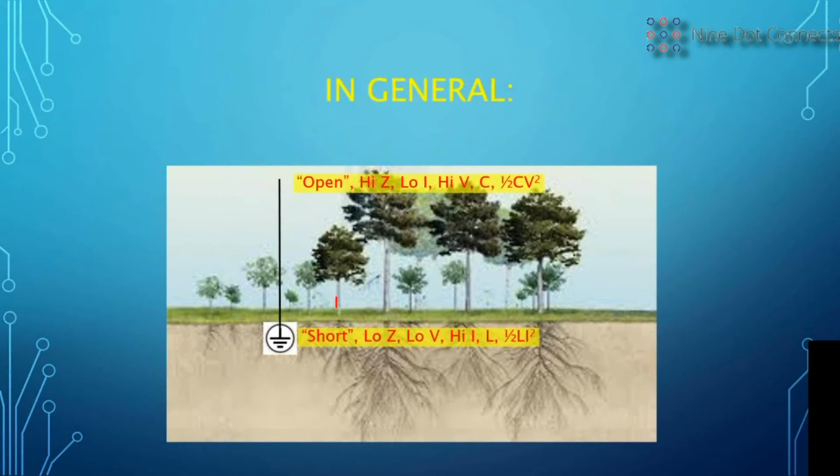At the places where we have shorts, it will be a very low impedance, and hence it will have 0 or low voltage. It can have very high current, and because that current creates a magnetic field, there will be inductance, and they will have inductive energy stored as 1/2 Li squared.